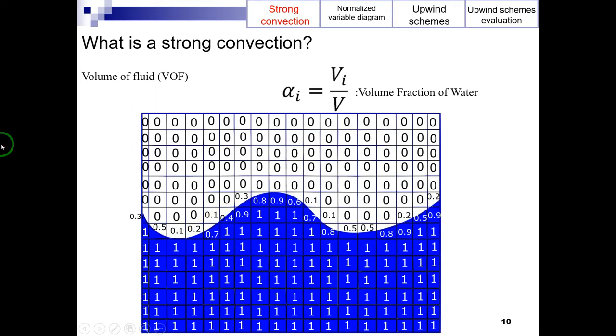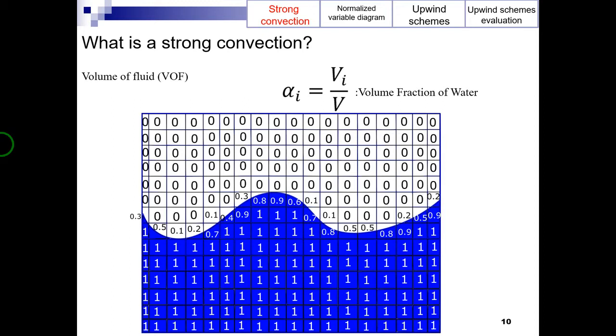As can be inferred from this figure, on the free surface there is a strong variation in the water volume fraction value, which changes from 1 in water to immediately 0 in air. This abrupt change of water volume fraction is a good and practical example of a strong convection, which is associated with step-like profiles of variables. Later in another video, I'm going to explain further the modeling of the free surface using the VOF method. But for now, we are going to evaluate the performance of upwind schemes in modeling a strong convection.